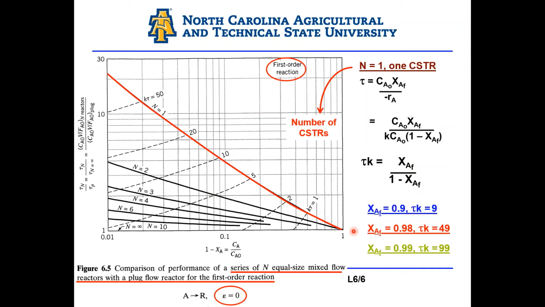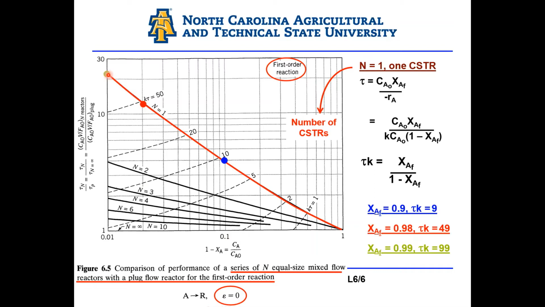And let's look at 3 points. I'm going to look at one point where XAF is 0.9. If I want to achieve a conversion of 0.9, that means 1 minus XAF is 0.1. So it lies here. In this case, tau k is 9, so the volume required is 9. And if I want to achieve a slightly higher conversion of 0.98, my volume increases to 49. If I want to achieve a much higher conversion, my volume increases to 99.